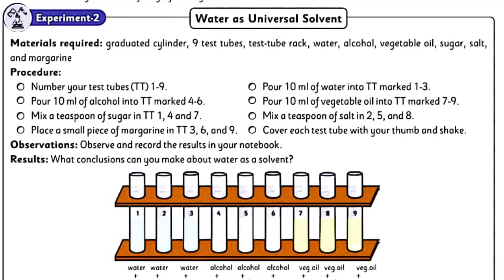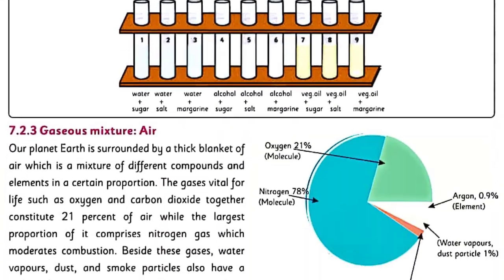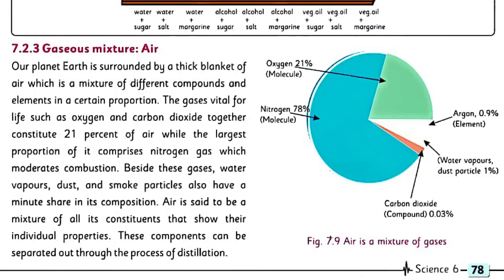Pour 10 milliliters of water into test tubes marked 1, 2, 3. Pour 10 milliliters of vegetable oil into test tubes marked 7, 8, 9. Mix a teaspoon of salt in 2, 5, and 8. Cover each test tube with your thumb and shake. Observations. Observe and record the results in your notebook. Results. What conclusions can you make about water as a solvent?